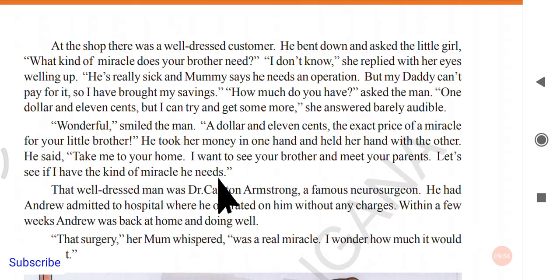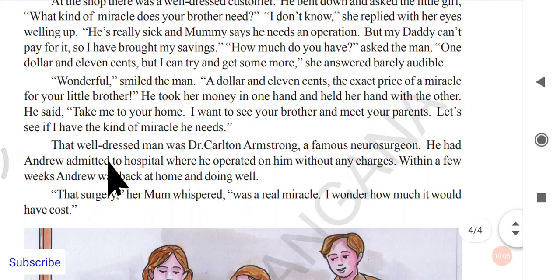Okay, what did he say? He said, "Now take me to your home and let me see your parents and meet your brother, and let me see if I can cure your brother, or let me see what kind of miracle he needs." Okay. And that well dressed man was Dr. Carlton Armstrong. Who was he? Dr. Carlton Armstrong, a famous neurosurgeon.